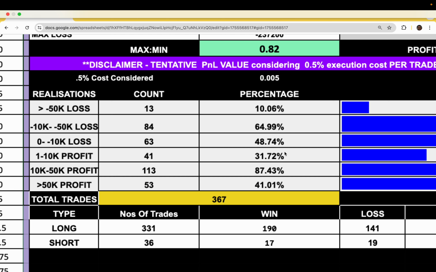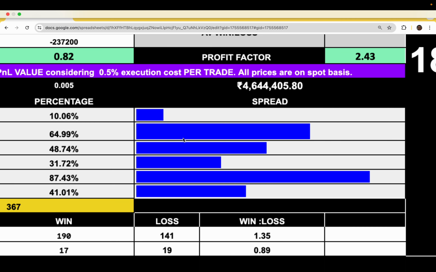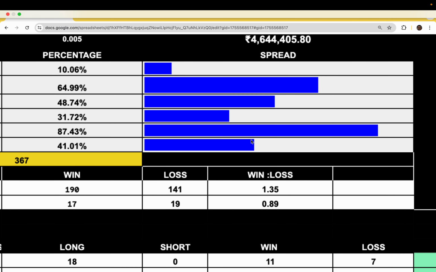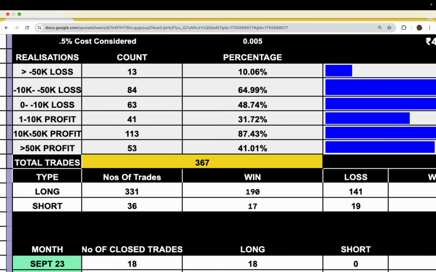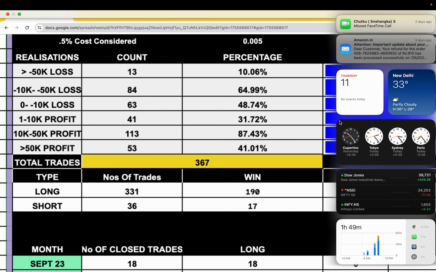And then you calculate the percentage, and this bar basically visualizes how you are performing. As long as you are able to keep these bars, the first few bars, low, compared to the win bars where you are making profit, you will do good. If you see, the 10 to 50,000 profit is more than this 10 to 50,000 loss. So you have to look at this a bit.